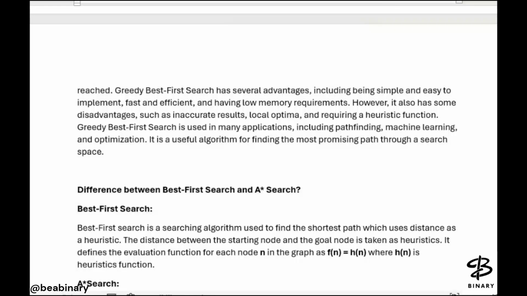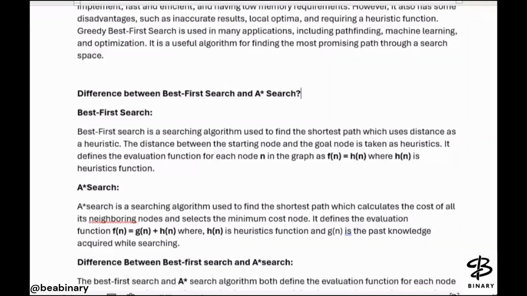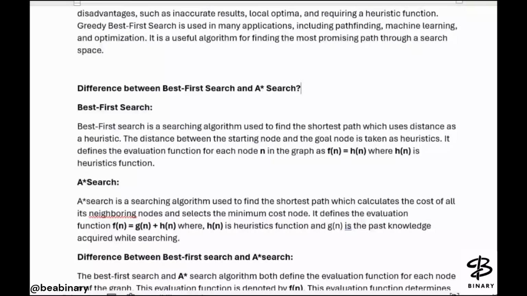Now, what is the difference between the BFS and the DFS? Again, when we talk about it in the form of a graph, then BFS is used to find the shortest path only, which uses the distance as a heuristic. The distance between the starting node and the goal node is taken as a heuristic.